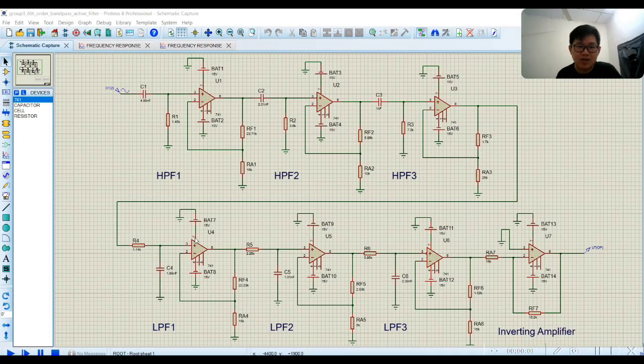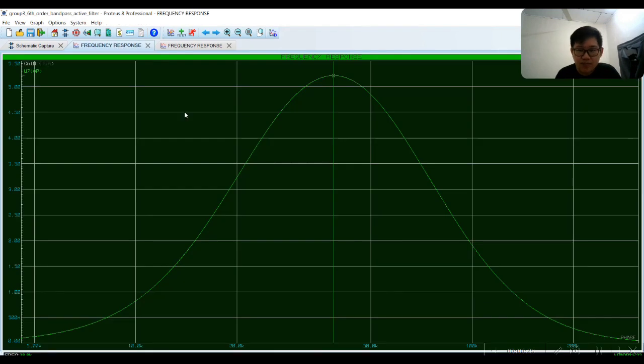Good day, doctor. My name is Corwin Khan, matric CE 2000871. Now I'm going to explain about our simulation circuit by using the Proteus software. Now we can see that this is our 6th order band pass active filter. Let's see the simulation result.